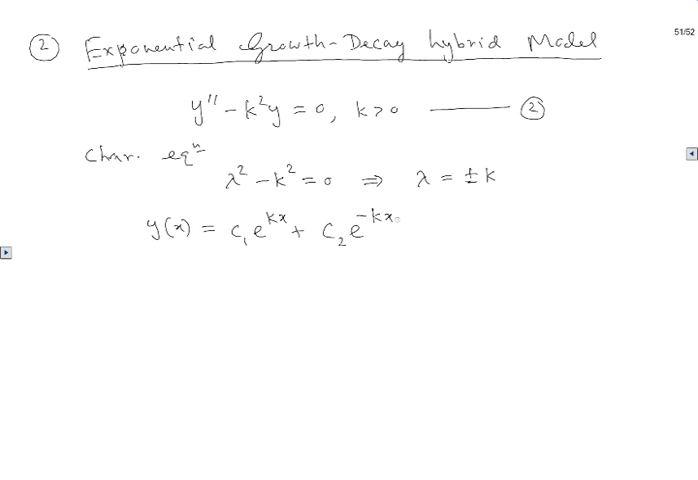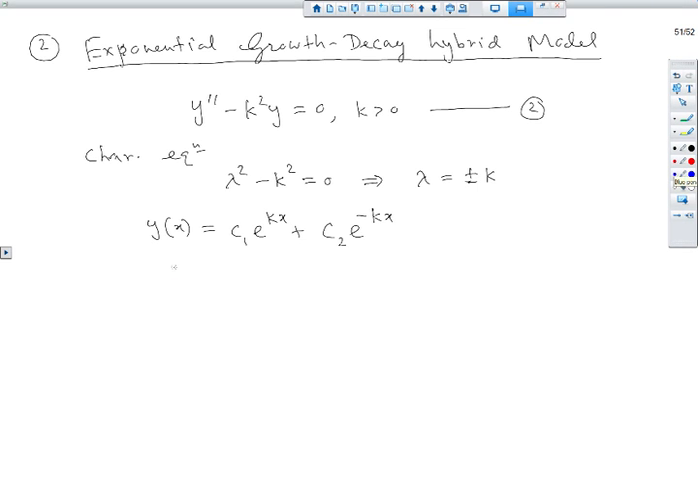So those are the two situations that we get. Now what we can do, so that's a typical solution. So the typical solution looks like that. But if you look at the two terms, you can see that one is exponential growth and one is exponential decay. So let's look at those two graphs, how it behaves.